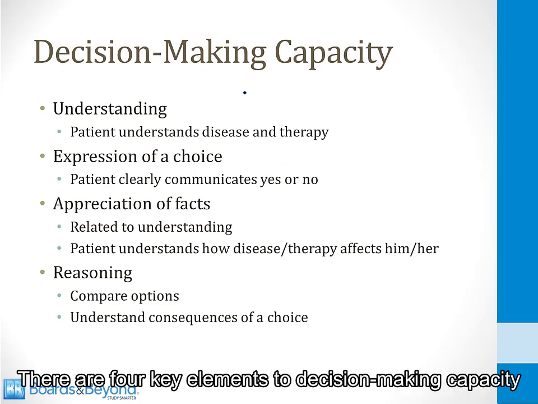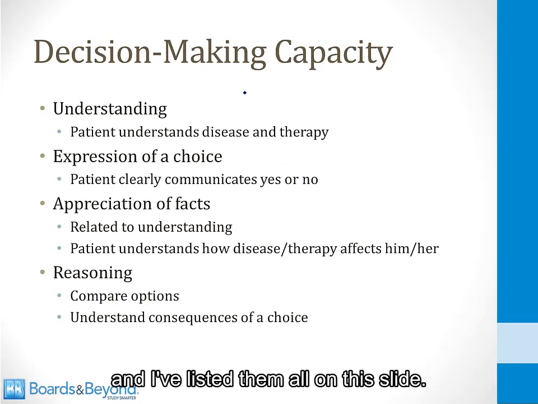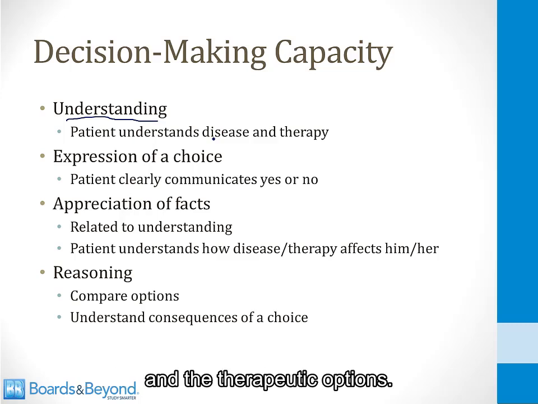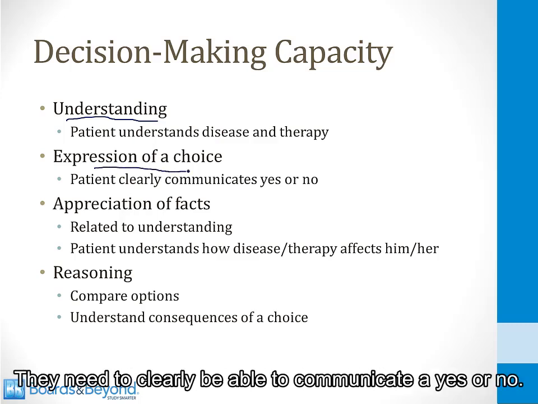There are four key elements to decision-making capacity, and I've listed them all on this slide. The first one is understanding. Patients need to understand their disease and the therapeutic options. Patients must express a choice. They need to clearly be able to communicate a yes or no.